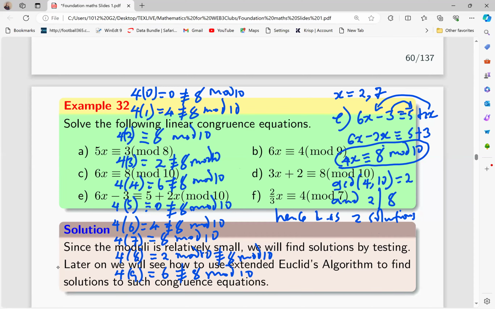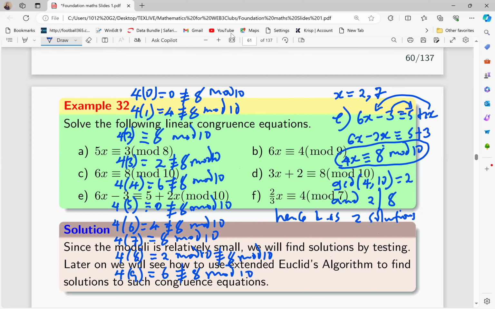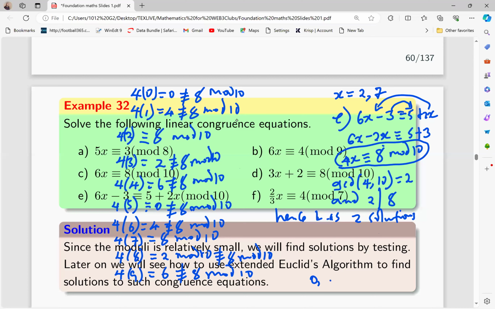So that's how we do it, using our trial. And of course, we emphasized that this is trying numbers from 0 to m minus 1.